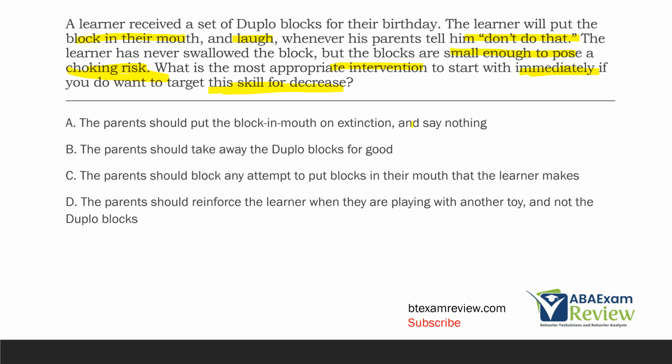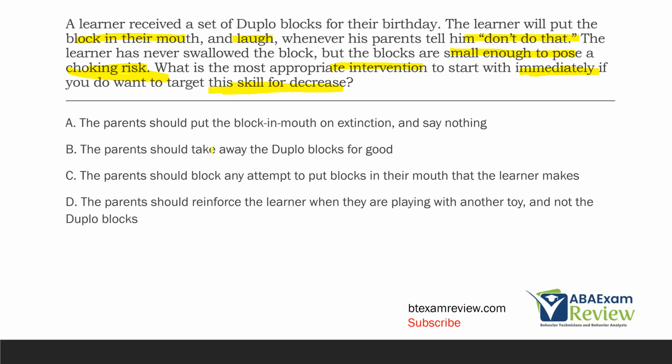A seems very unsafe. We're not acting in the best interest of the client. A is out. B, the parent should take away the Duplo blocks for good. The problem here is if we take away the Duplo blocks for good, the client can no longer engage in the response that we want to decrease. And if you don't give them an opportunity to engage in the response that you want to decrease, you can't decrease it. So you've got to give them the opportunity.